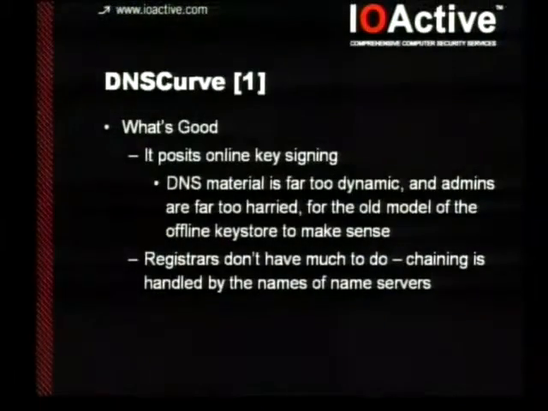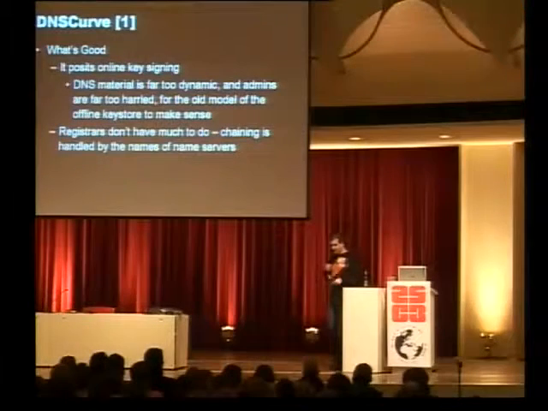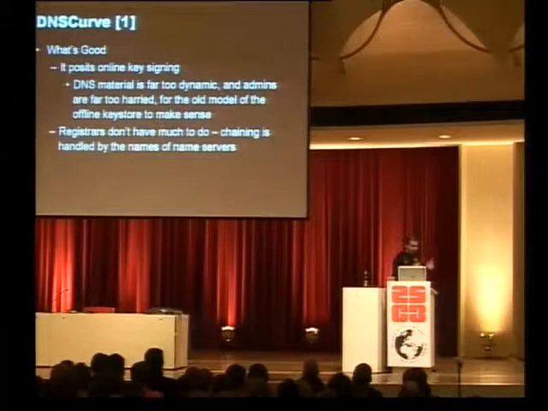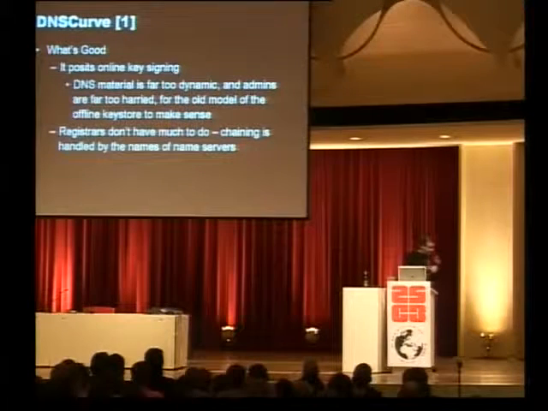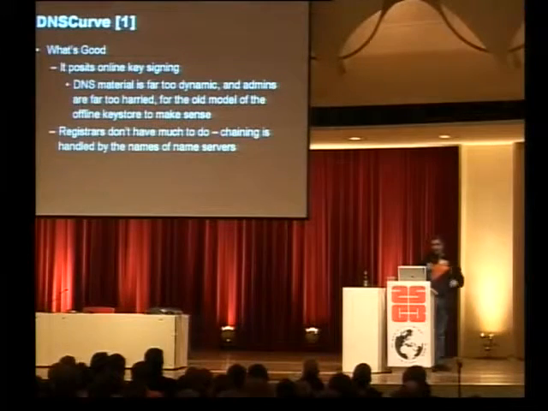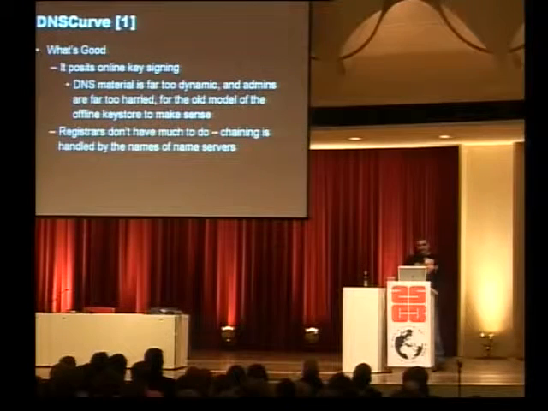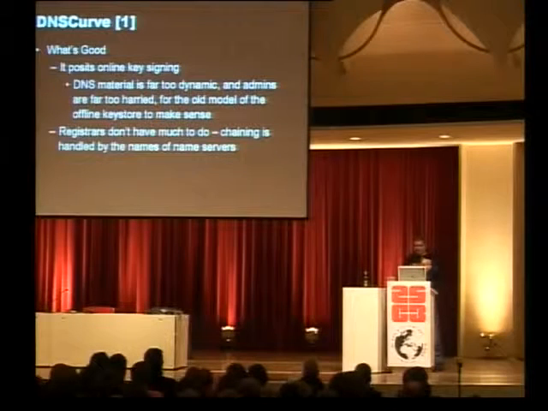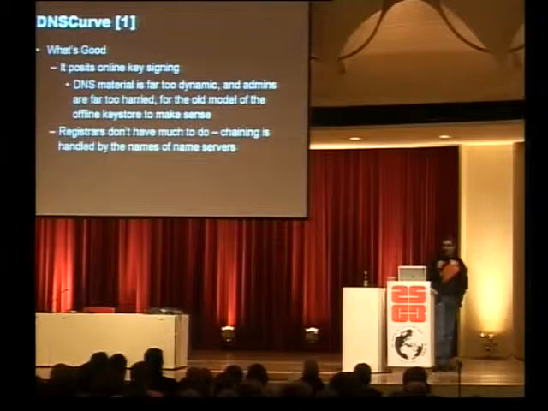What's good? First off, it just says, look, you're going to have your signing key online. The original thinking of DNSSEC was that you only updated your DNS records every once in a while, and you can have like the key in a signed vault and all this crazy stuff. It was never going to happen, especially not in 2008 with the rate at which we move things around. The model is far too dynamic, and admins are far too harried for offline keys to make sense. So DNSCurve just says, forget it. Let's see what we can do, assuming that a signing key is online.